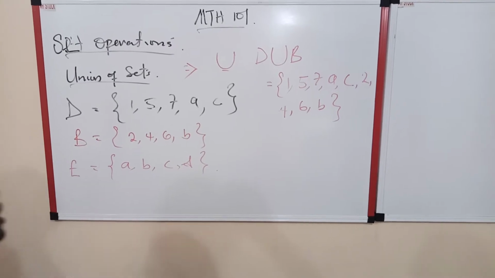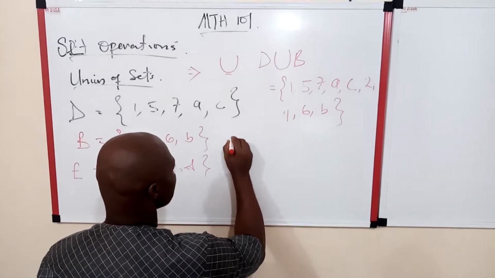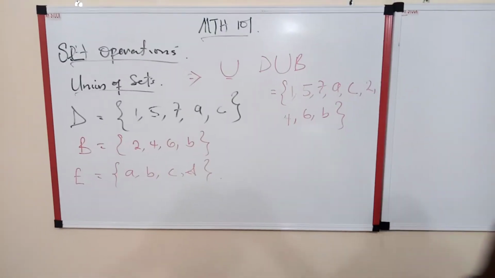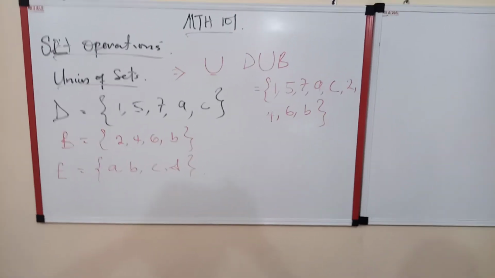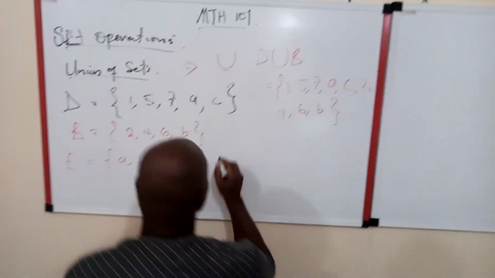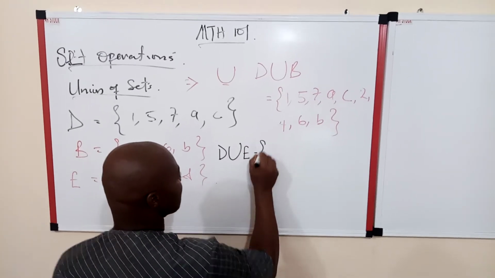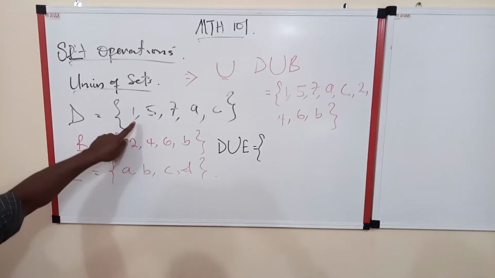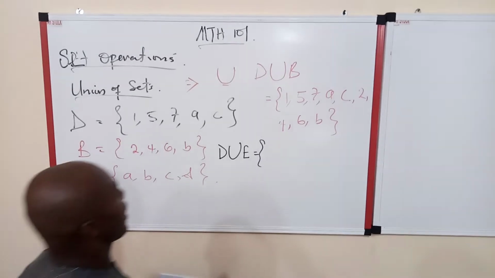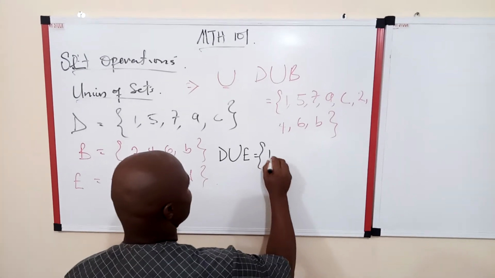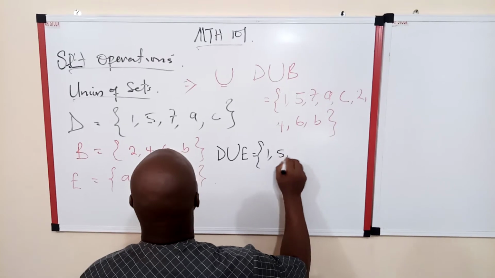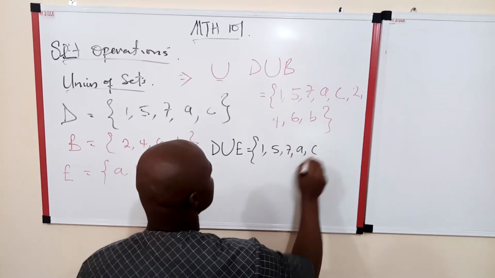Now, let's consider another set, D union E. This will be a collection where we have all the elements of D here. The order in which they are arranged does not matter, so we can write 1, 5, 7, A, C.